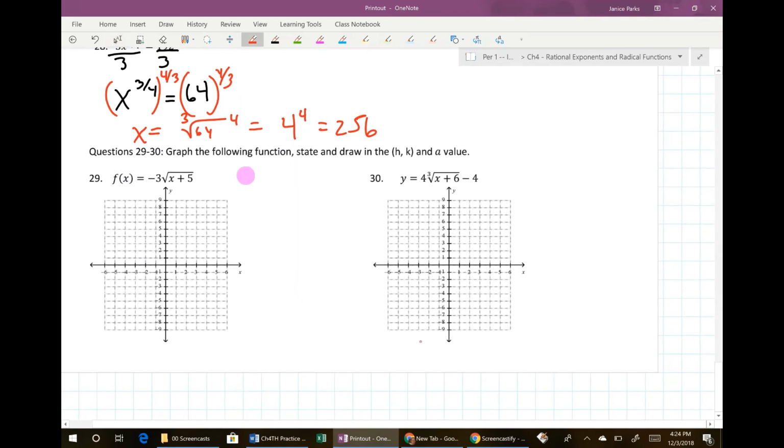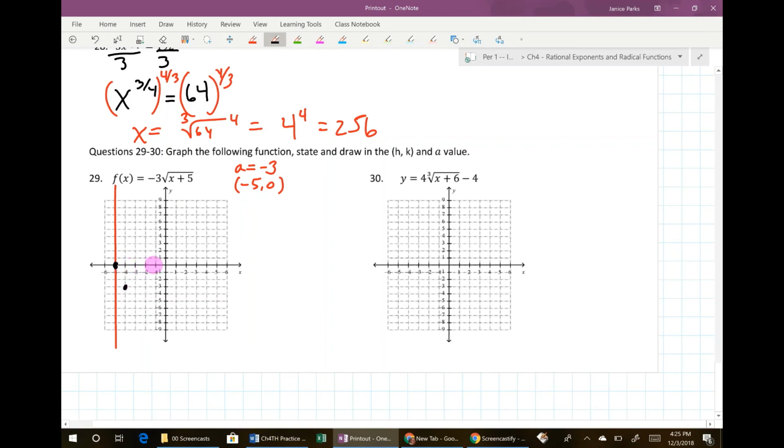For the graphing, you have an a value of negative 3. This is a square root function. Your HK is negative 5, 0. So 1, 1, 2, 3, 1, 2, 3, 4. The square root of 4 is 2. We have to go negative, sorry. The graph is negative, which means they're going underneath. It's a reflection.